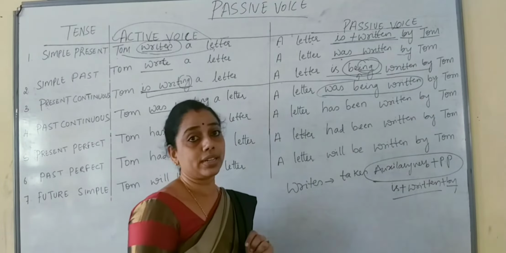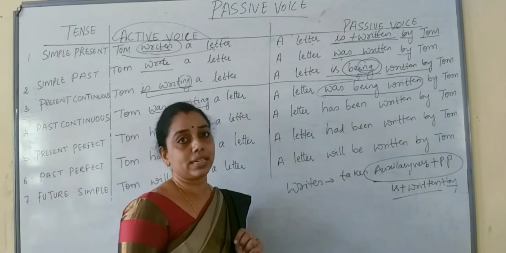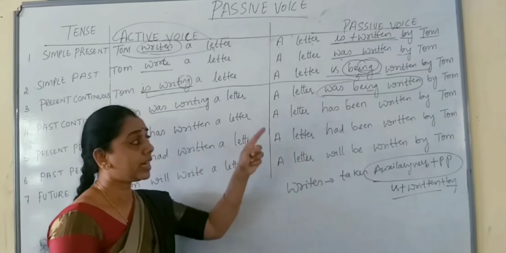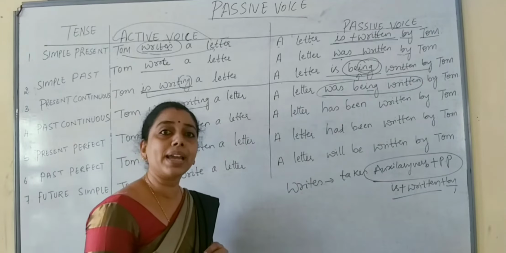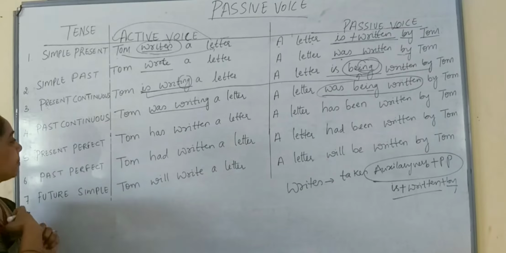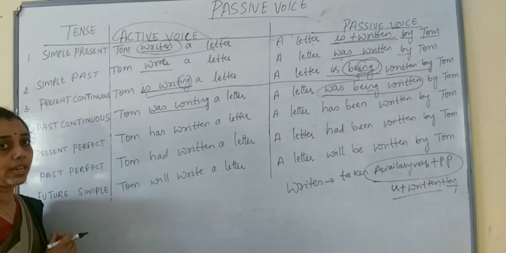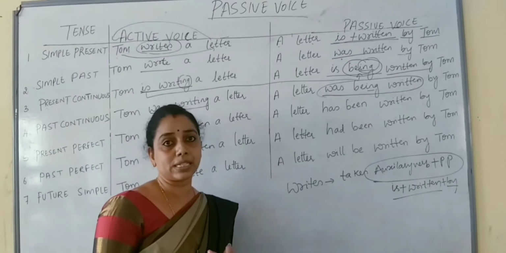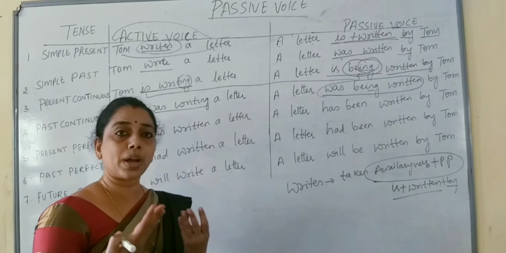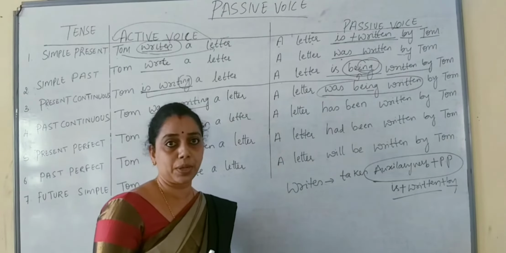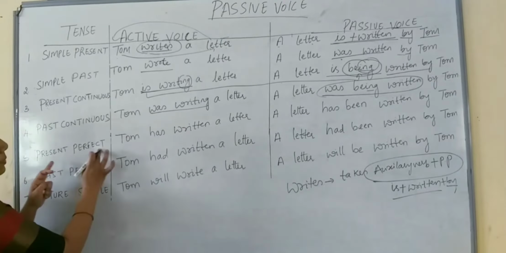Is written changes to is being written. Okay, even it takes that ing form. A letter was being written by Tom. Next one, present perfect tense. Obviously present perfect, has, have plus past participle, we know. So I think you have to recall all the things that you have learnt in first PUC. Okay, now present perfect tense.